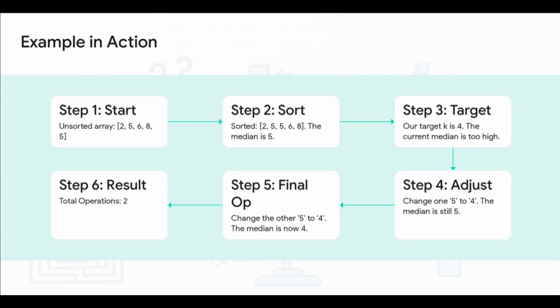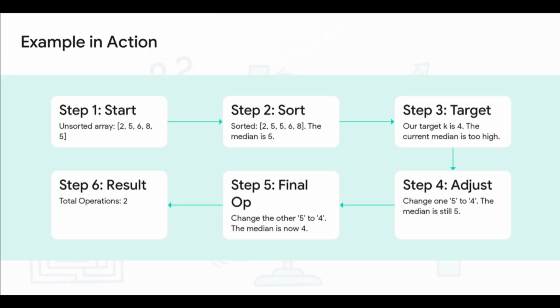Let's make this real with an example. So imagine our array is 2, 5, 6, 8, 5, and our target, k, is 4. First, we've got to sort it, which gives us 2, 5, 5, 6, 8. The middle number, our median, is 5. Okay, that's too high. We need to get it down to 4. So let's try changing one of the 5s to a 4.